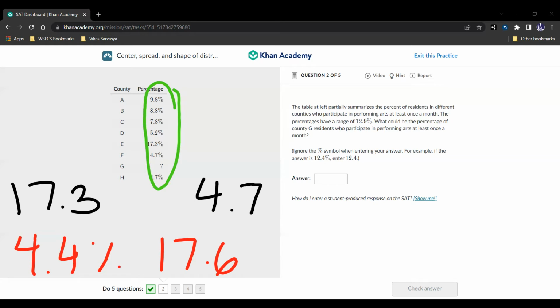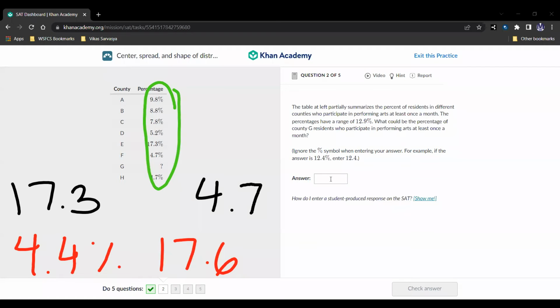Let's go back to our 4.4% and our 17.6%, and let's think about what we can do here. Well, we have that the minimum could be 4.4% and the maximum could be 17.6%. We don't know anything else about this. Right, so the percentage of County G residents who participate in performing arts at least once a month could be either of these two values, because either of these two values gives a range of 12.9% for the entire data set. So our answer is that it could be either of them.